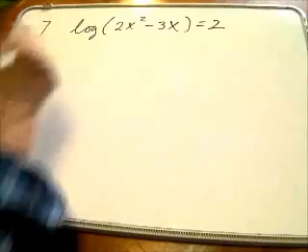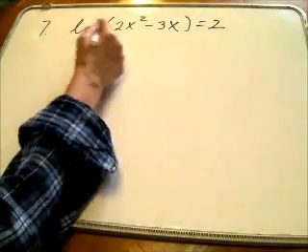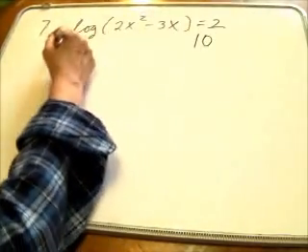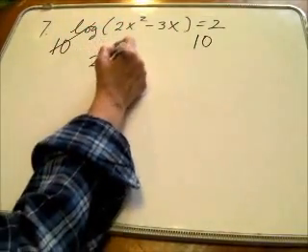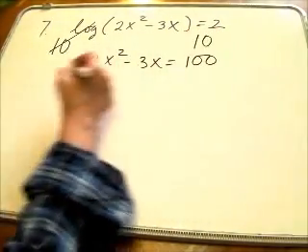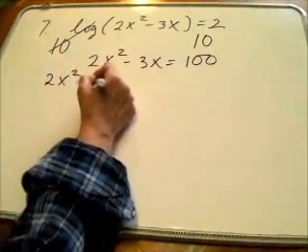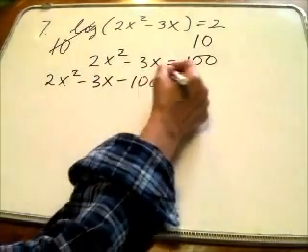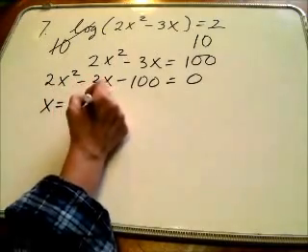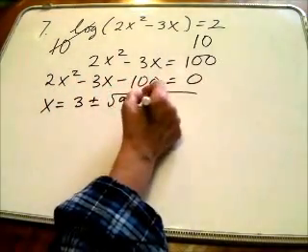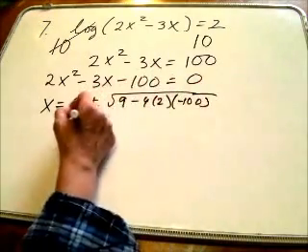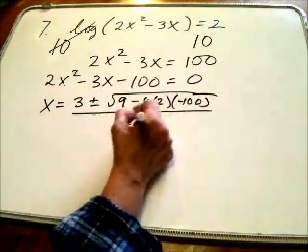Okay, this is number 7, and again we have a single log on this side, so we can undo it with the anti-log, which in this case would be a base 10. And so that undoes itself, and we get 2x squared minus 3x equals 10 to the 2, which is 100. Bring that over to one side, and we have a simple quadratic that won't factor, unfortunately. So we use the quadratic formula, 3 plus or minus the square root of 9 minus 4ac, which is negative 100. So you're going to end up with 809 under there, over 2 times a.